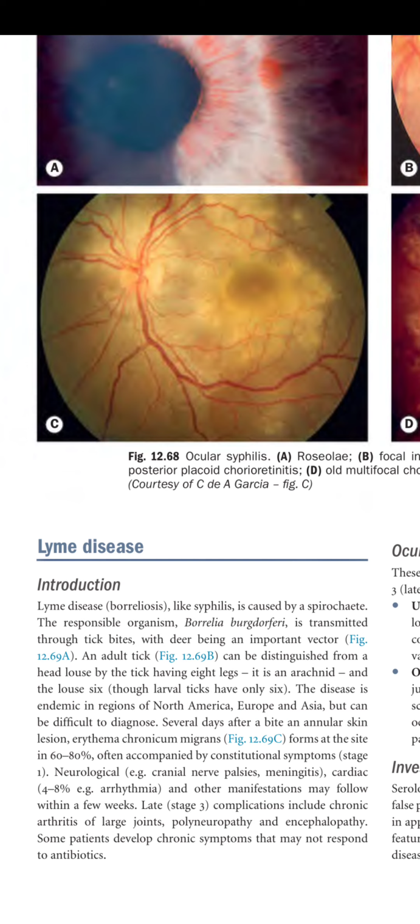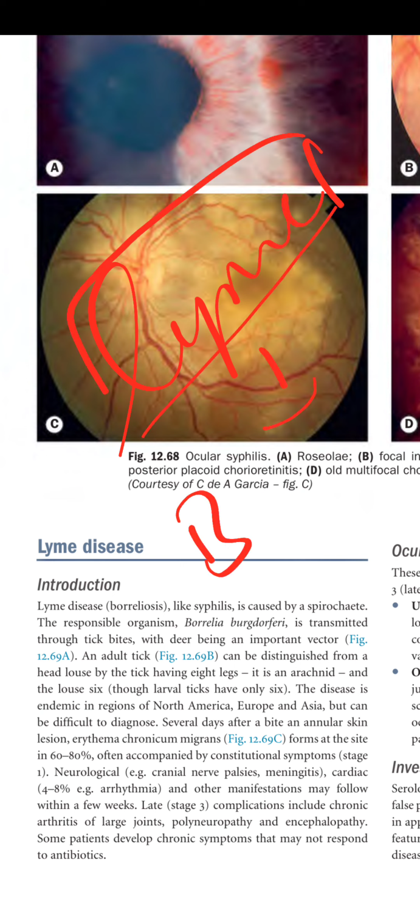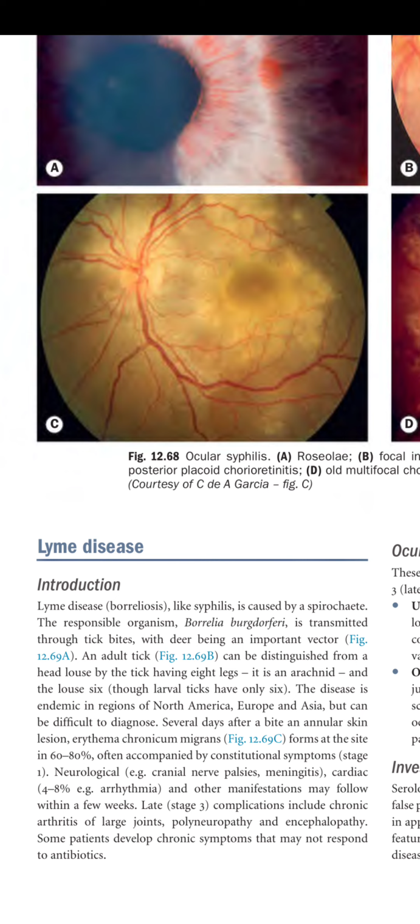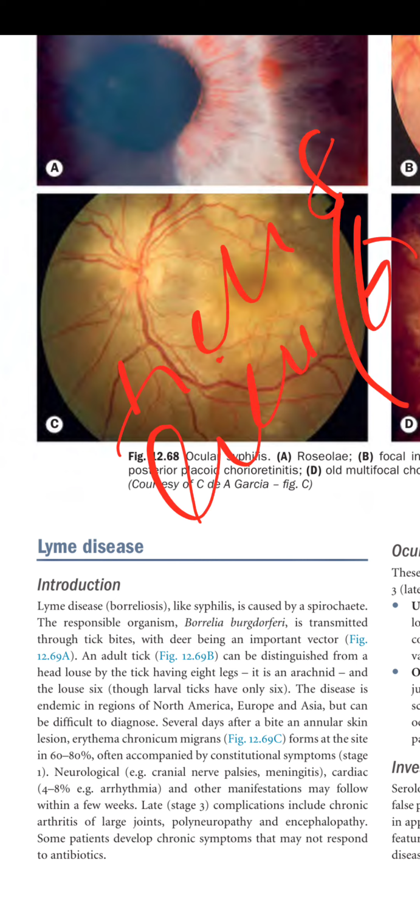So basically, Lyme disease is caused by a spirochete named Borrelia burgdorferi, and it is transmitted through a tick bite. Deer is an important vector, and an adult tick can be distinguished from a head louse by the tick having eight legs. It is an arachnid, and the louse has six legs. Larval ticks have only six legs. So basically, the tick has eight legs, whereas the louse has six legs, but sometimes the larval tick also has six legs.